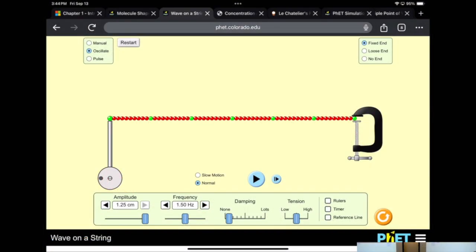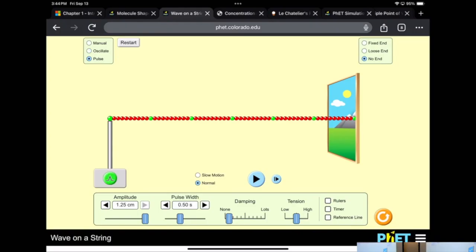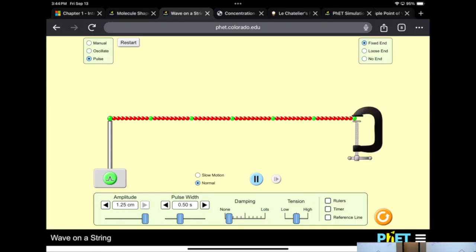Let's go to no end, and I'm just going to pulse this. And here's a disturbance wave. It goes up and it goes down, and then the wave translates and it goes out the window. That's what we call a disturbance wave. If I now fix the end here and bounce it, it's going to hit there and bounce back. See what's happening there? And then it kind of goes back until it dissipates.